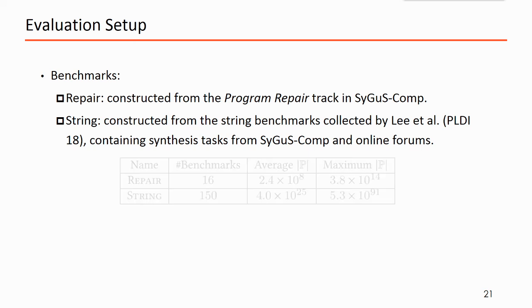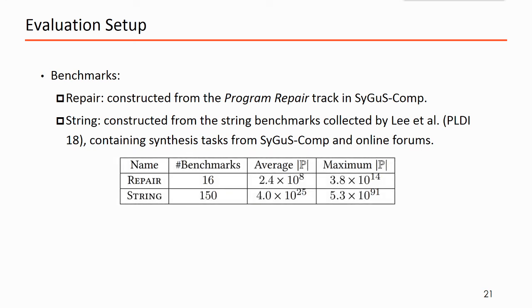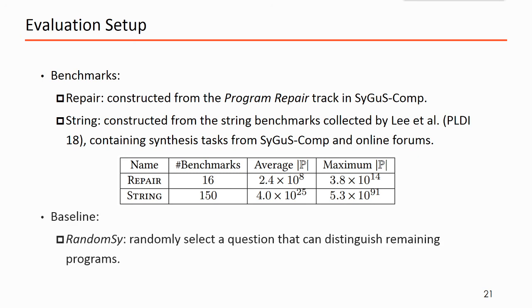This table shows the properties of those 2 datasets. The third column lists the geometric average size of the program domain, and the fourth column lists the maximum size. We implement a random strategy as the baseline, named RandomSy. It is an abstraction of random strategies used in previous work.